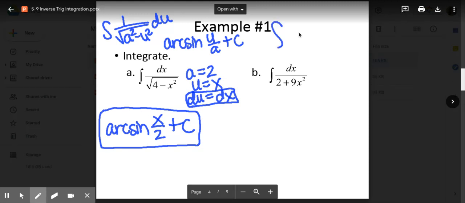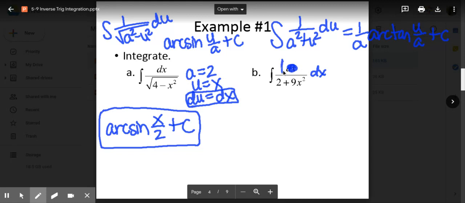So the arctan one was 1 over a squared plus u squared du equals 1 over a arctan u over a plus c. All right, so there's the rule for arctan. If you have these in front of you, it's real easy to do. So when I'm looking at this, I'm comparing the two together. Now you can think of this dx as being over the side right there. It doesn't have to be right there. And then that means there's a 1 in this numerator. Okay, so the dx can be on the side.